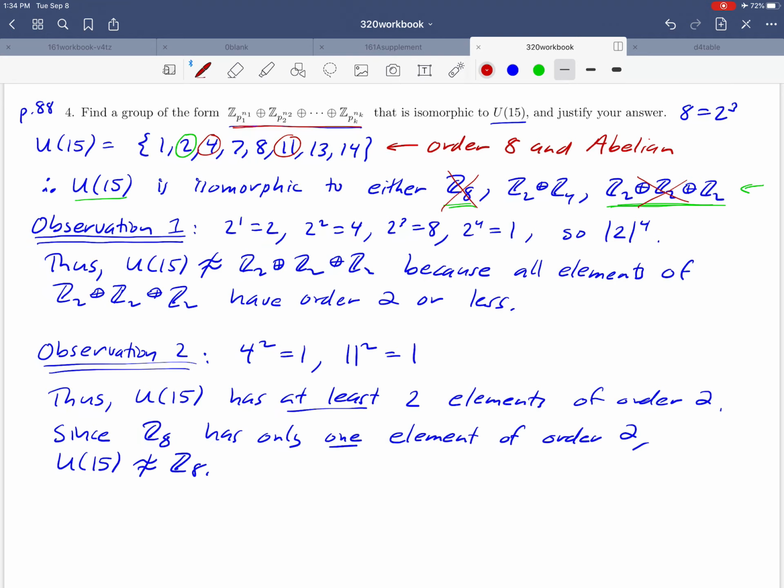And so what's our conclusion here then? Well, if this is not isomorphic to Z8 and it's not isomorphic to Z2 plus Z2 plus Z2, the only possibility is the one that's left over, Z2 plus Z4. And that's our conclusion. And we're done.